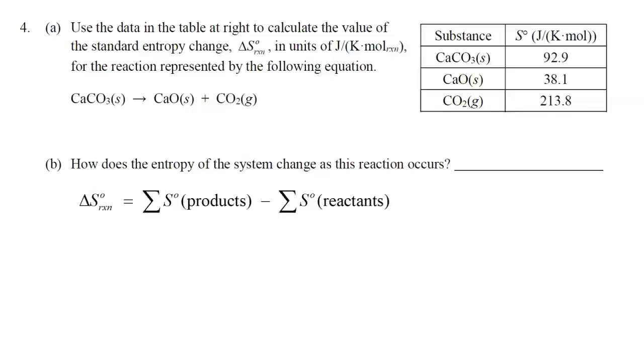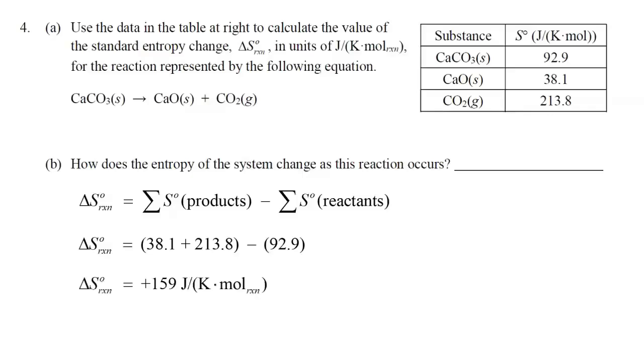So we'll use the equation, products minus reactants, and we are given the standard molar entropy for each substance in this reaction. So it's going to be 38.1, which is for calcium oxide, plus 213.8 for carbon dioxide, minus 92.9 for calcium carbonate. When we do this math on our calculator, we get positive 159, and the units are joules per Kelvin mole of reaction.